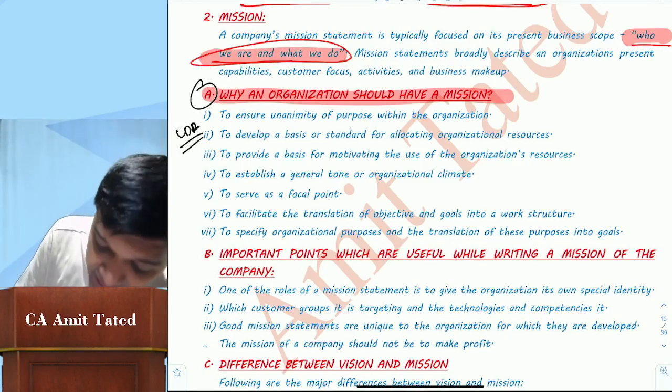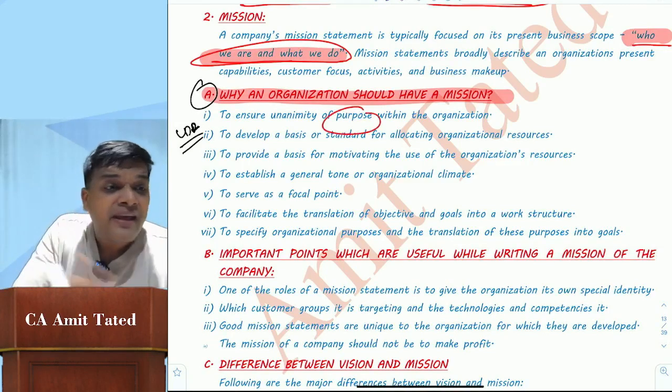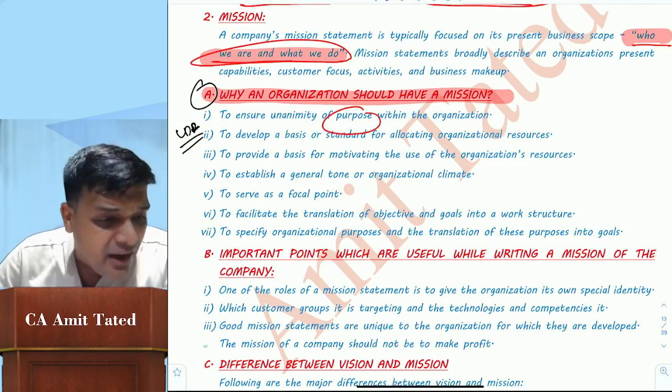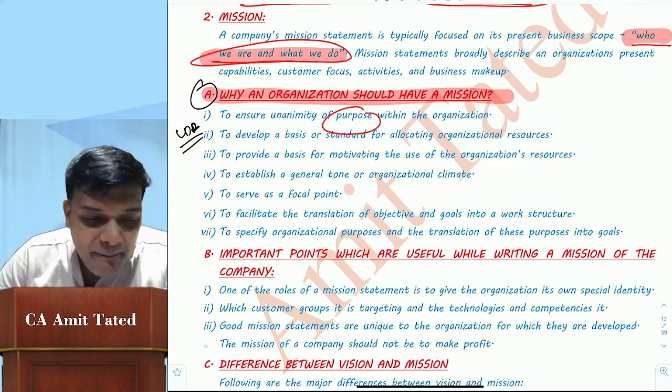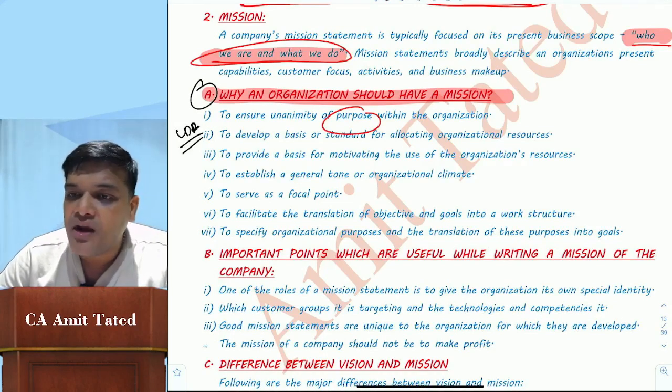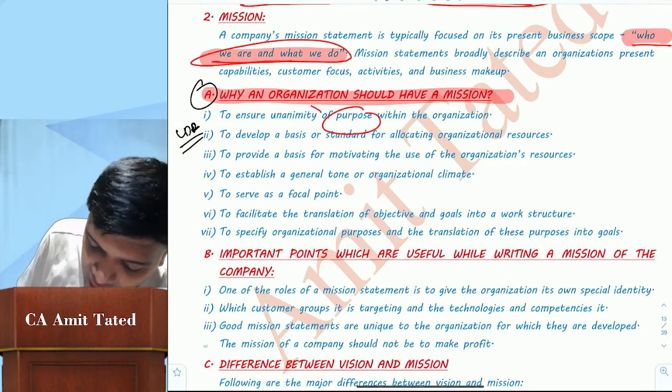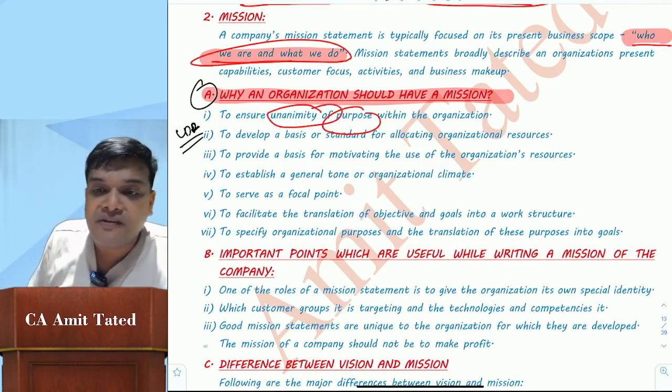First point, it is basically focusing on purpose, uniformity. Everyone sitting in the lecture right now should have the same mission, the same purpose. Nobody should have a different purpose. That is called the concept of unanimity of purpose. Uniformity, unanimity of purpose. Everybody will be having the same purpose.